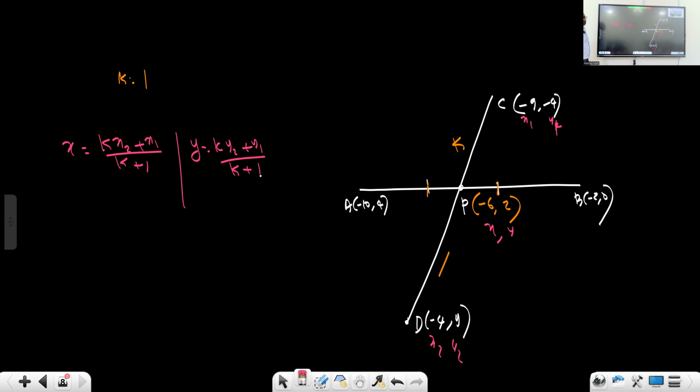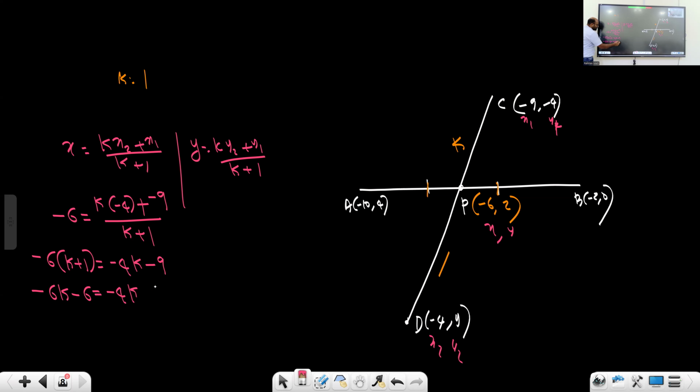What is the x value? Minus 6. K we don't know. What is x2? Minus 4. Everyone try. What is x1? Minus 9, by k plus 1. Simplification. Are you finished? Minus 6 into k plus 1 equals minus 4k minus 9. Minus 6k minus 6 equal to minus 4k minus 9.